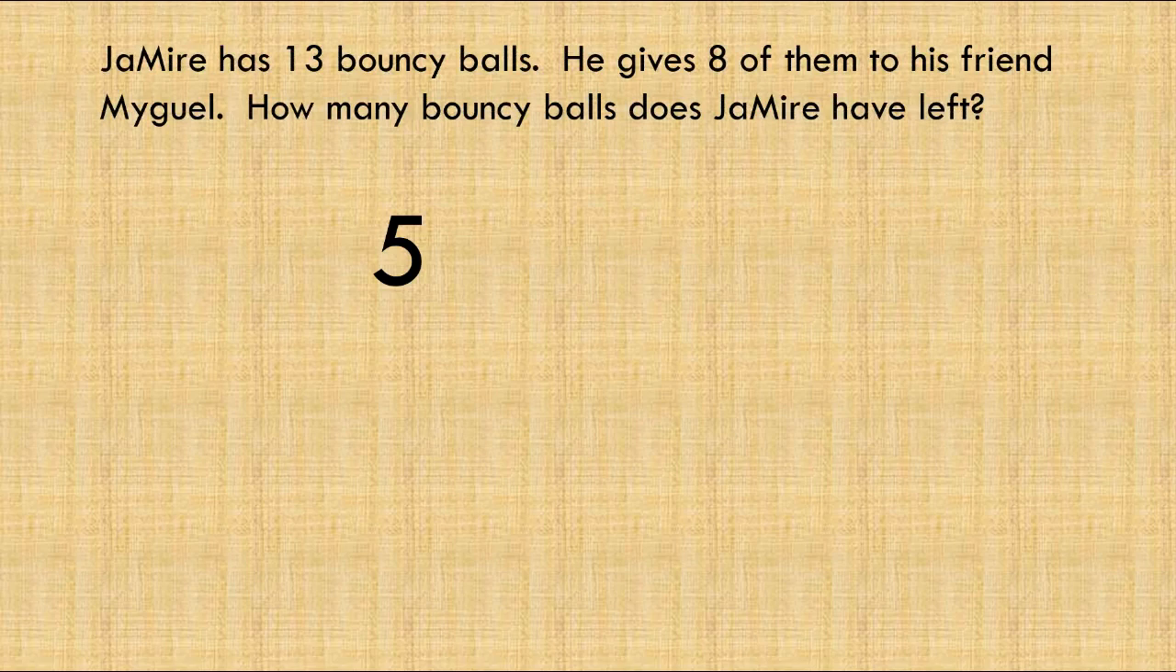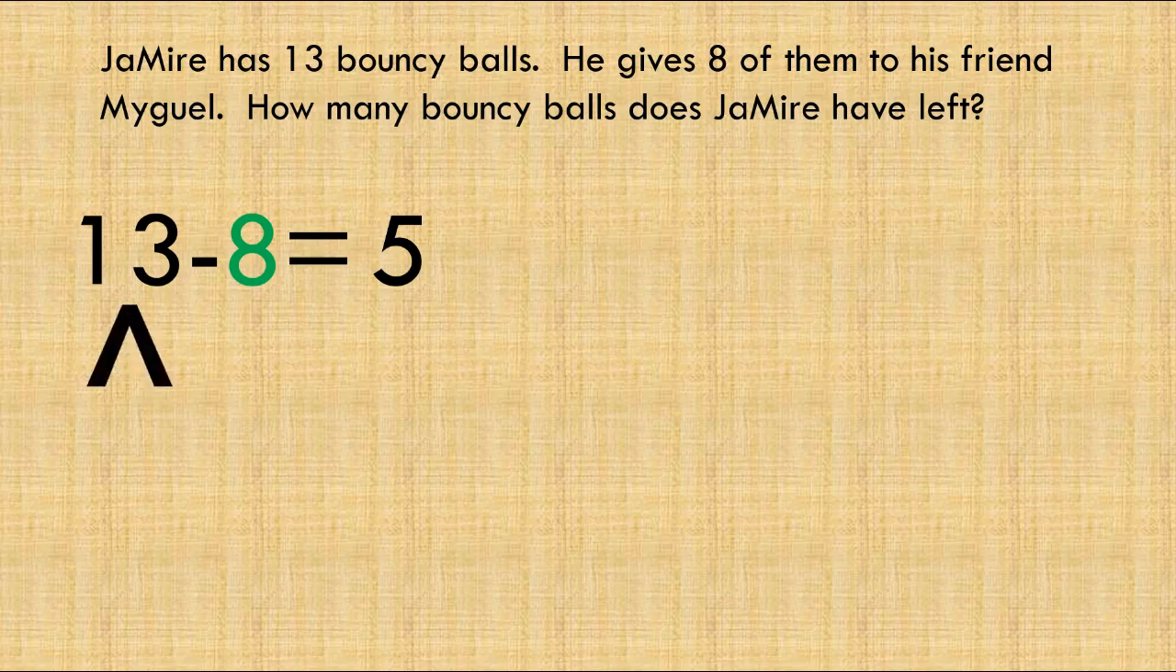All right, so let's bring up our number sentence here. It says, Jameer has 13 bouncy balls. He gives 8 of them to his friend Miguel. How many bouncy balls did Jameer have left? Did you say that you were going to subtract 13 minus 8? And did you get 5? How could we solve this? What strategy could we have used?